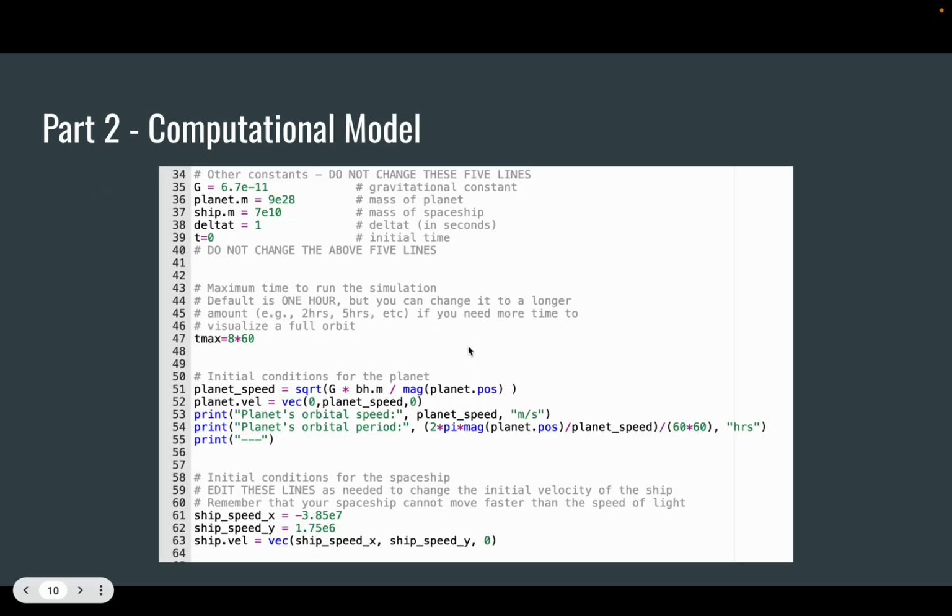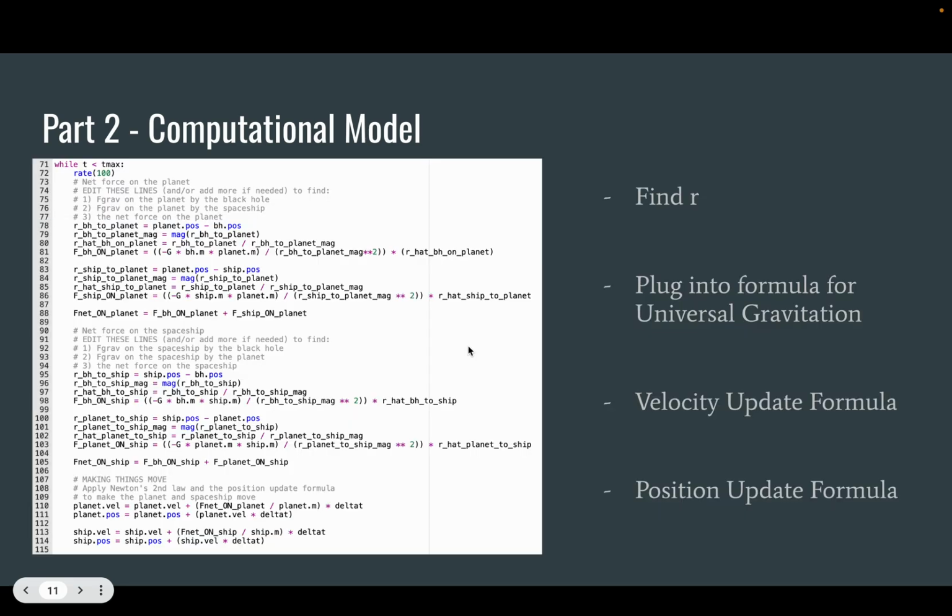Shown here are the initial conditions for the second computational model. As you can see, I used the mass of the black hole that I calculated from part 1. To find the initial velocity of the ship, I simply had to use trial and error until it worked out. I ended up finding a velocity of negative 3.85, 1.750.